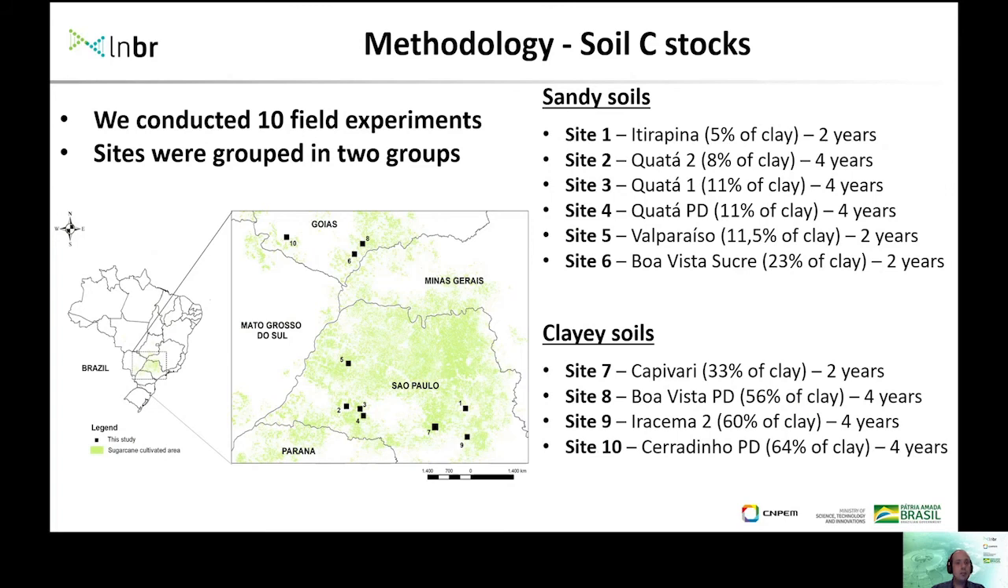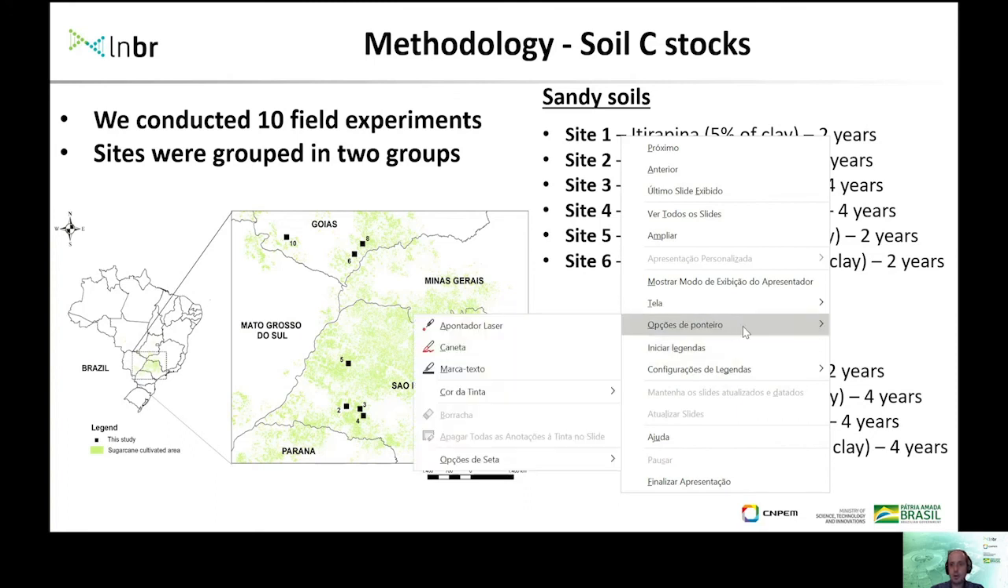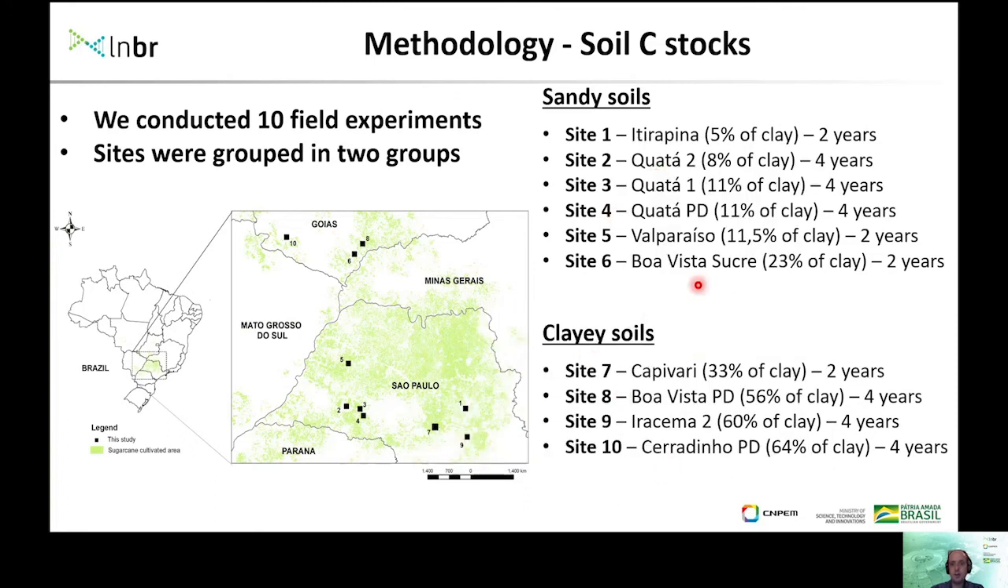We conducted 10 field experiments to evaluate the change in soil carbon stocks. These experiments were grouped in two groups, one associated with sandy soils, and the second one associated with clay soils. It's important to mention that the field experiments were located in São Paulo state, with seven experiments, and three experiments were located in Goiás state.